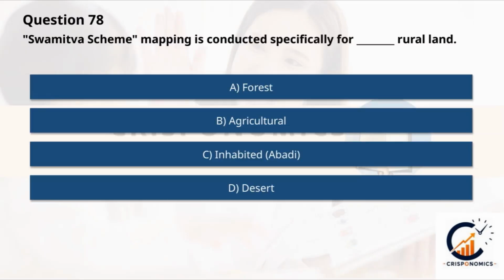Let's talk about the Swamitva scheme and the type of rural land it focuses on. This initiative is all about mapping inhabited, or abadi, land in villages. That means the areas where people actually live, their homes and settlements. It's not about forests, deserts, or agricultural fields. Mapping inhabited land helps clarify property ownership and supports better planning and development in rural communities. So the key focus here is on the places where people make their homes.